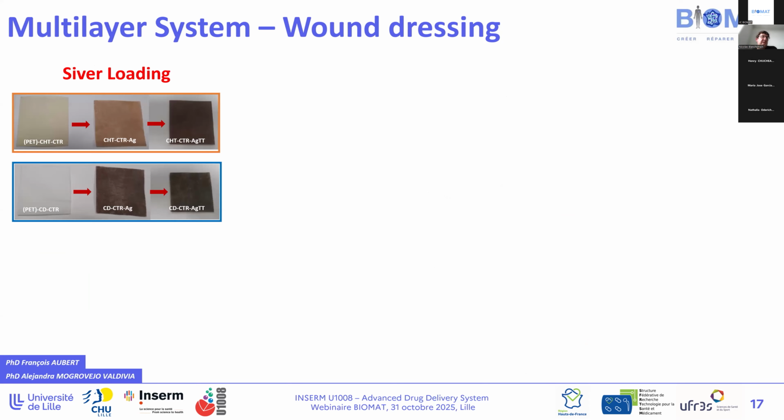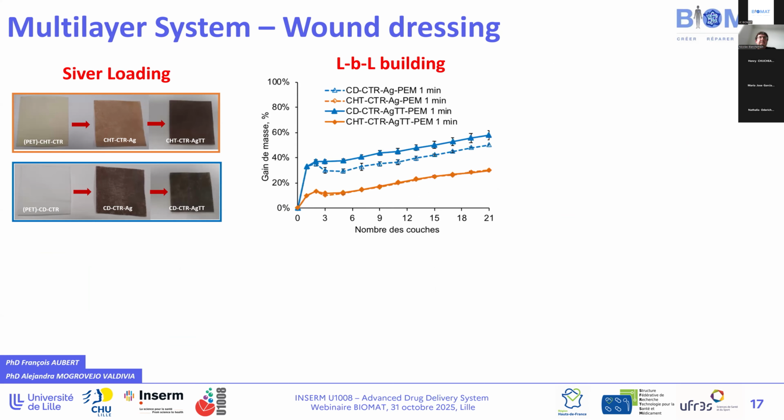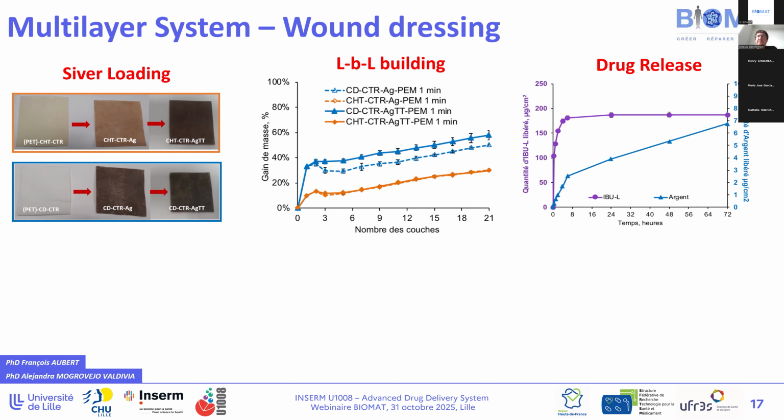On this picture, we can see the first layer with polymer of cyclodextrin and the second layer with silver. We can clearly see the change of color, which proves that we have silver and nanoparticles of silver on the surface of the wound dressing. We can build our multi-layer system, and after 21 layers, we can see an increase of the weight of the wound dressing, which proves that we have a good multi-layer system.